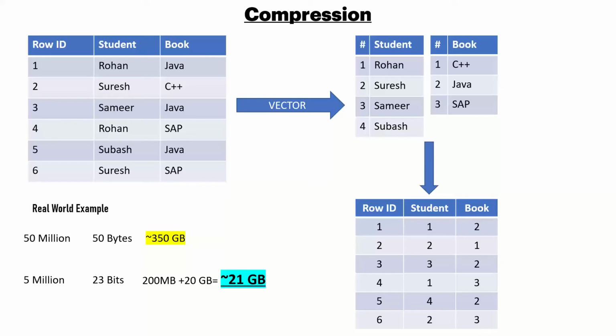Along with the actual data, which is now replaced with all integers, which will take 20 gigabytes plus 200 MB of my vector table, it will become close to 21 gigabytes of data, and I am not compromising on the integrity of the data. Look at the ratio of compression, right? It is huge. So instead of like 350 books, I am only keeping 21 books on the table, but all the information is available. So that's how compression becomes very, very important.